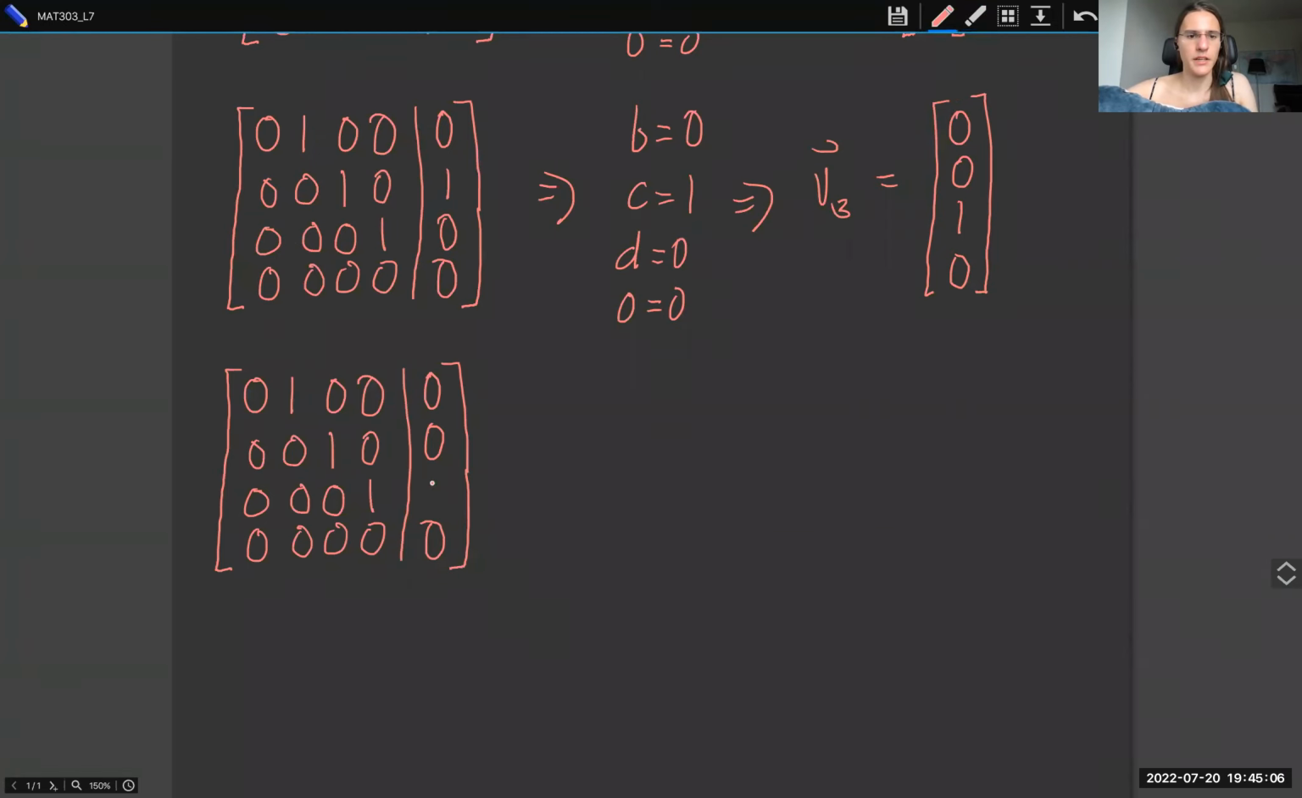we're going to put a 1 here. This tells us that B is equal to 0, C is equal to 0, D is equal to 1, 0 is equal to 0. We set A equal to 0. We get V4 is, so what we recover is basically the standard basis for the space. But that's because this example was chosen to be as simple as possible. So if A minus lambda I is just ones on the super diagonal, then in general, what you'll get is the standard basis.